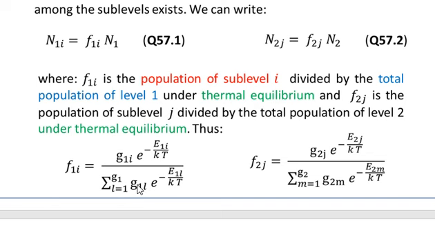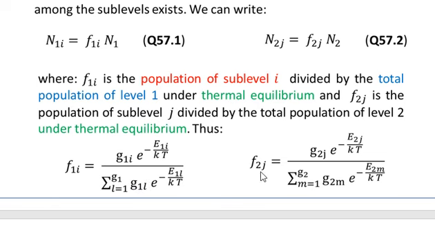The total population of level 1 is the summation over L, from L equal to 1 to G1. G1 is the number of sublevels present in level 1. So we are summing from L equal to 1 to G1, and you see that we have the same terms as in the numerator, that is G1L into e to the power minus E1L over kT. The numerator contains the population of the sublevel I, and the denominator contains the population of all the sublevels summed up together, that is the population of level 1.